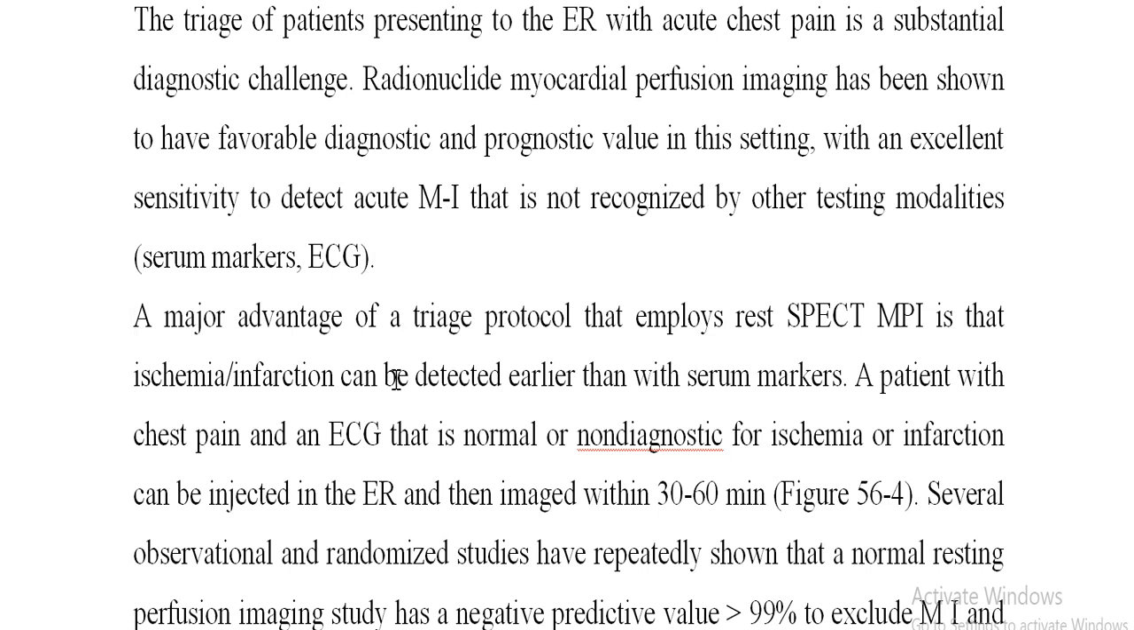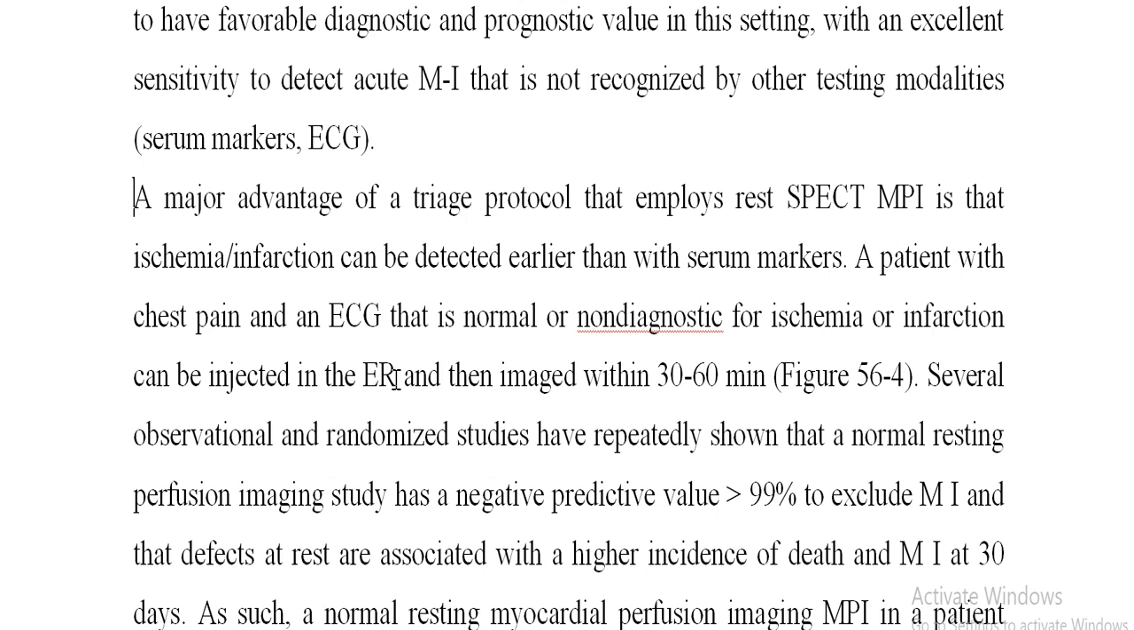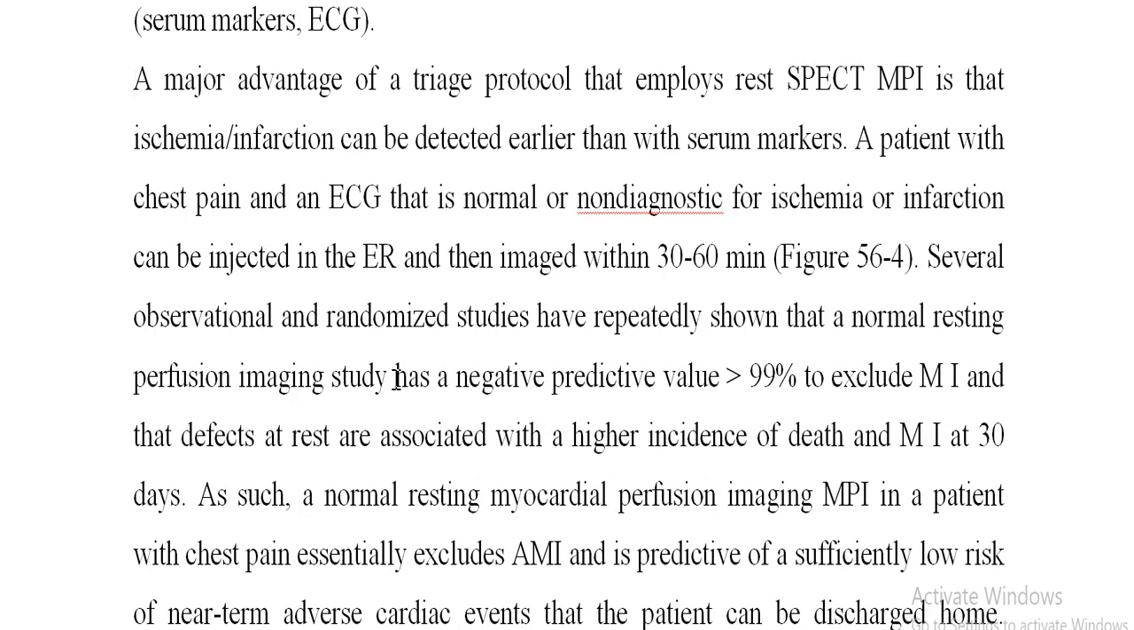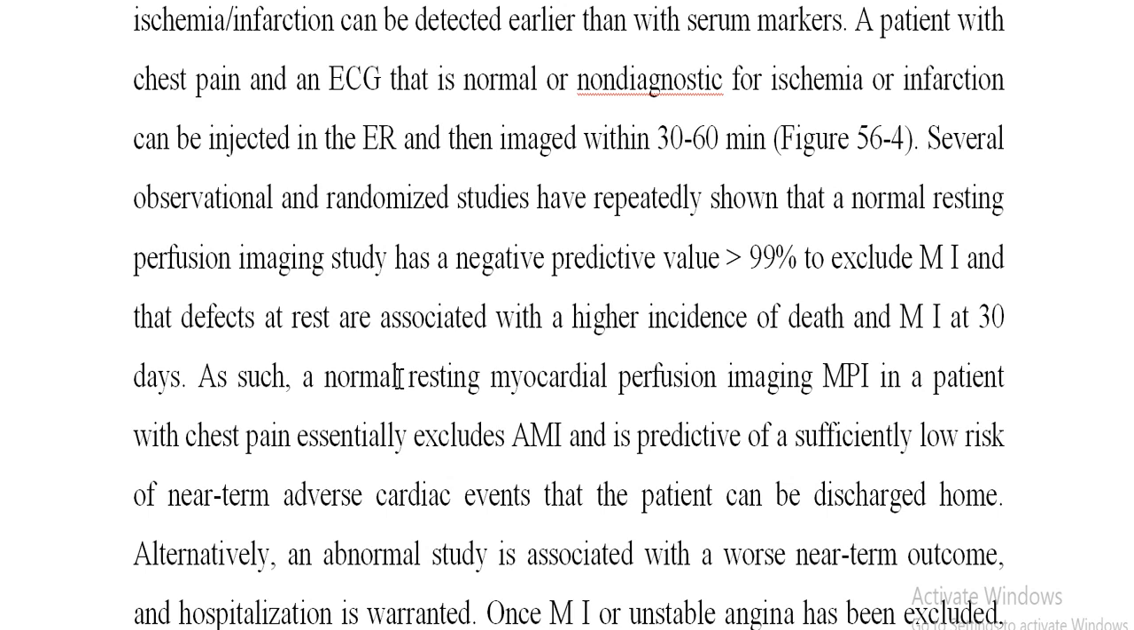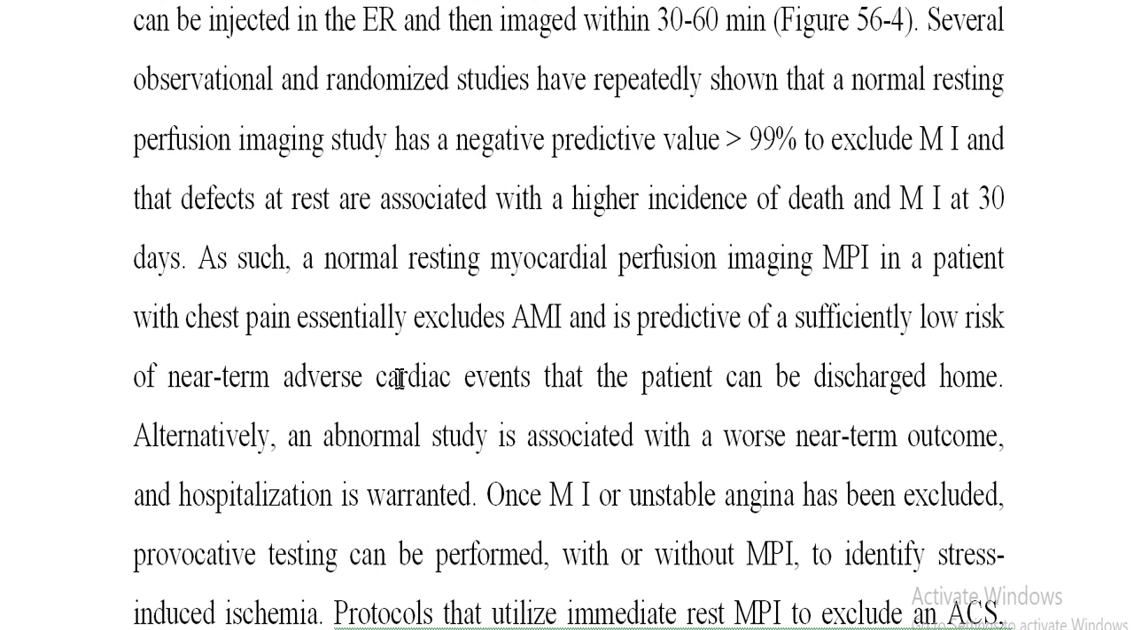Several observational and randomized studies have repeatedly shown that a normal resting perfusion imaging study has a negative predictive value greater than 99% to exclude MI, and that defects at rest are associated with a higher incidence of death and MI at 30 days. As such, a normal resting MPI in a patient with chest pain essentially excludes AMI and is predictive of a sufficiently low risk of near-term adverse cardiac events that the patient can be discharged home. Alternatively, an abnormal study is associated with a worse near-term outcome, and hospitalization is warranted.